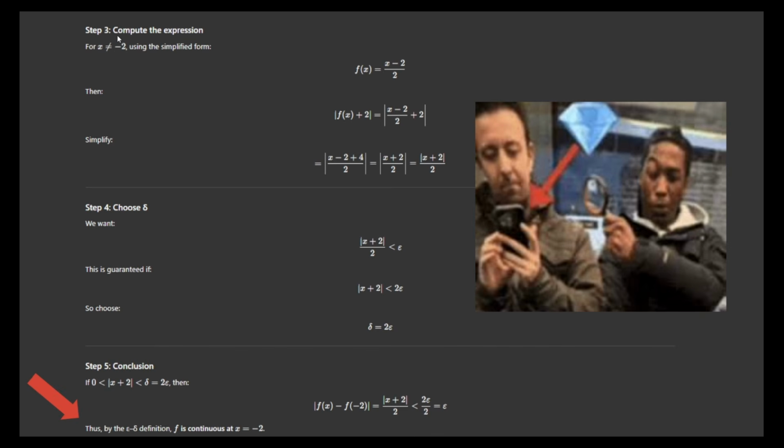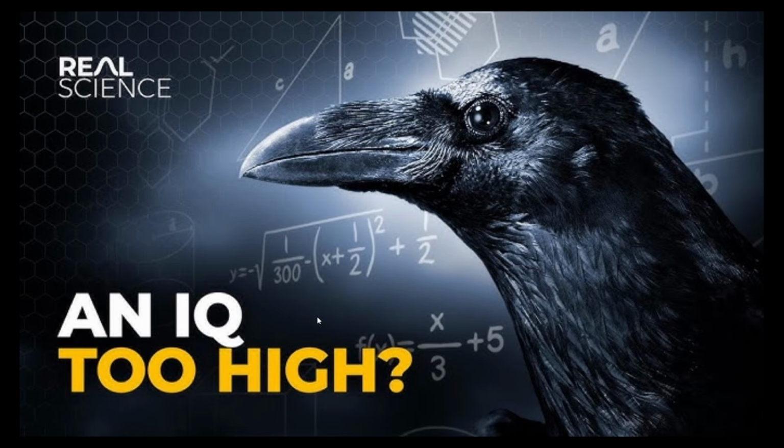Then, step 3, Chaz computes the expression of the absolute value of f of x plus 2. After doing so, he follows the same steps just like me. But at the end, he justifies why he reaches this conclusion by stating, by the epsilon delta definition, f is continuous at x equals -2. This proof was an absolute gem. This is also an example of why AI is super intelligent.